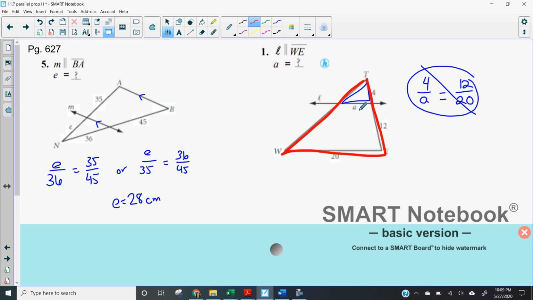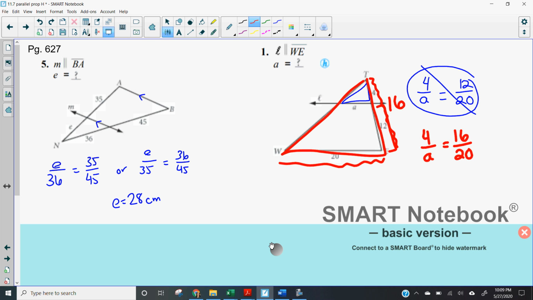Okay, so if I'm going to use 4 over A, that's a full side of a triangle with a full side of a triangle. What's not okay is to use this little piece over a full side of a triangle. So what we actually need is this full side as well. That should be 16. So what we really want is 4 over A equals 16 over 20.